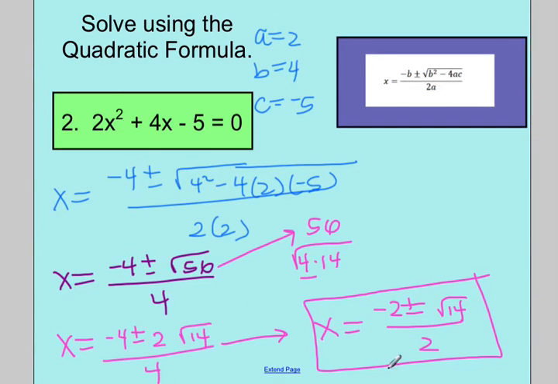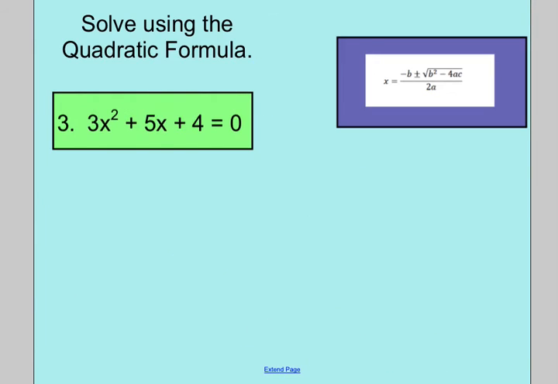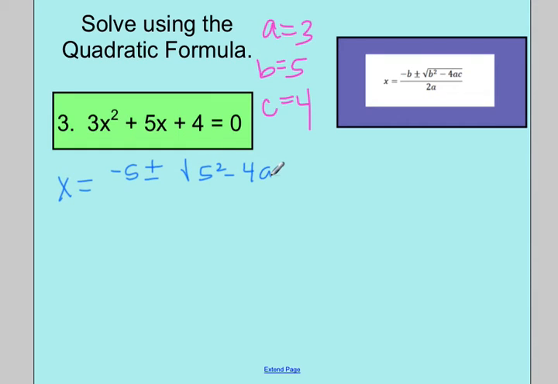If it was a real life problem, I'd want you to type it in and get me the two answers. C, still using the quadratic formula. I notice everything is on the same side, so I would say a is equal to 3, b is equal to 5, c is equal to 4. Plugging it in, I have x is equal to the opposite of b, so negative 5 plus or minus square root of 5 squared minus 4 times my a, which is 3, times my c, which is 4, all over 2 times my a, which is 3.